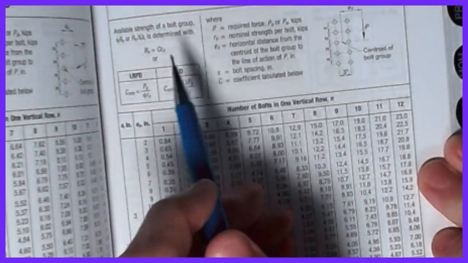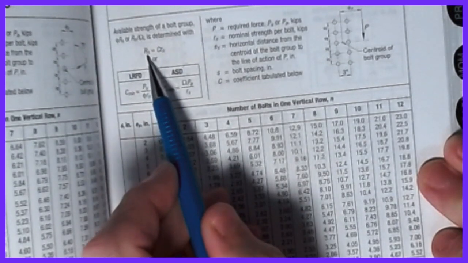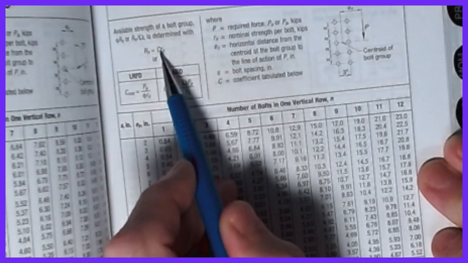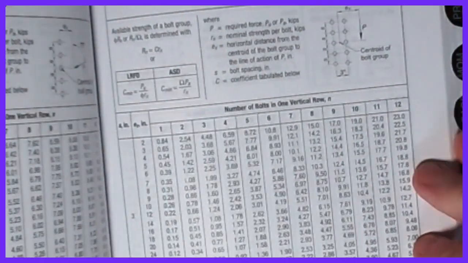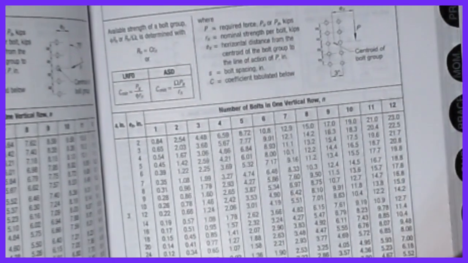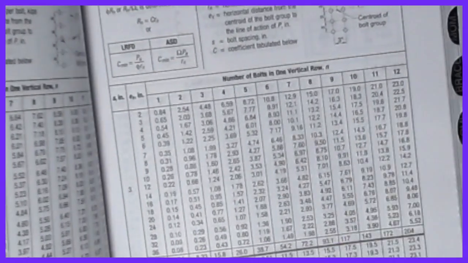Or they can rearrange this and say that the capacity of the connection, or the applied load, is equal to the C coefficient out of the table multiplied by the strength of one bolt. And so we can kind of see those. But that's all we're going to do, is look at the way these tables are lined up.